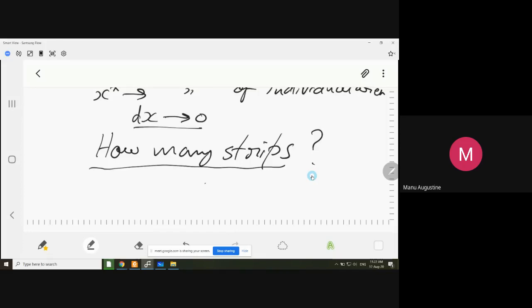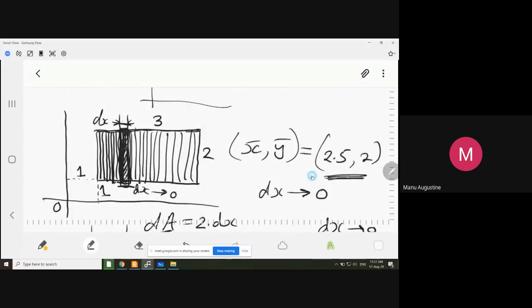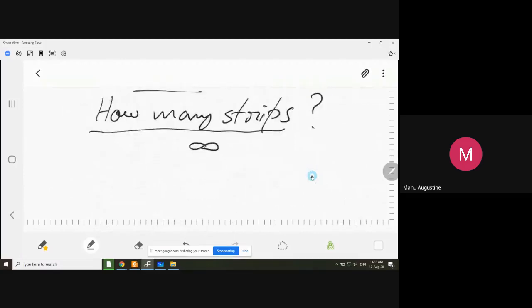The correct answer is infinite. भाई अगर आपके strip की कोई finite distance होती, ये dx tends to 0 होने की बजाय अगर ये dx equal to 0.001 कुछ होती, then the number of strips would simply be 3 divided by 0.001. This is the number of strips. But when dx tends to 0, the actual number of strips that are required to fill up the rectangle are infinite. So basically, for finding x bar, we try to apply this formula.